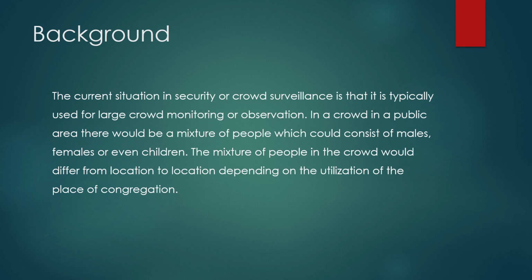The background of my FYP is the current situation in security or crowd surveillance, which is typically used for large crowd monitoring or observation. In a crowd in a public area, there will be a mixture of people, which should consist of males, females, or even children. The mixture of people in the crowd will differ from location to location depending on the utilization of the place of congregation.